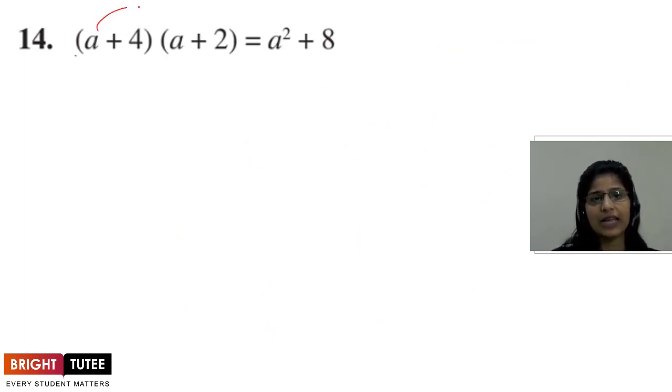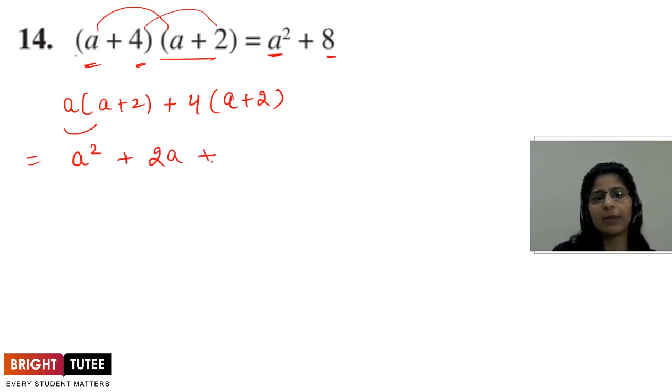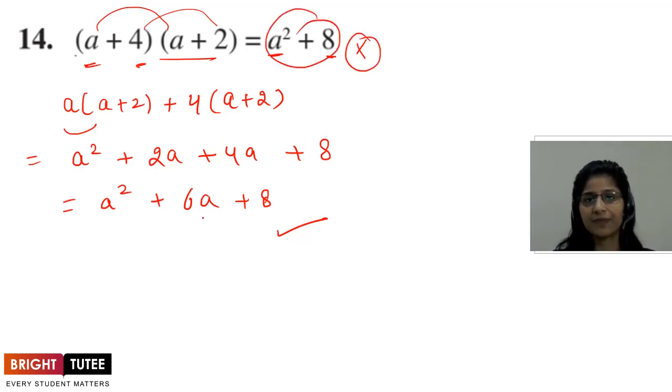Moving ahead, here is another question, a plus 4 and a plus 2. What they have done, a is multiplied with a, they are writing a square. 4 is multiplied with 2, they are getting 8. That is wrong, right? What we will do, a will get multiplied with a plus 2, plus this 4 will get multiplied with a plus 2. A into a is a square, plus 2a, plus 4a, plus 4 2s are 8. So we get a square plus 6a plus 8. This is the correct answer. This is wrong. Reason is here we are missing 6a. Right? This is a wrong way of doing it.